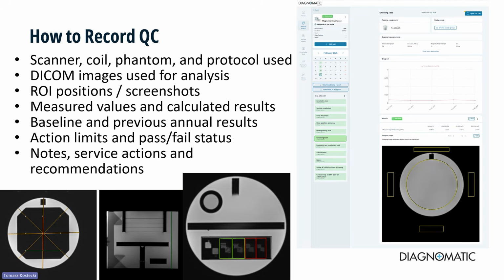The last part is the software. The quality control is about recording the result. This is not only about writing down a number. For testing purposes, we should keep the images, measurements, ROI placement, scanner information, coil information, phantom information, and final results together. A good quality control record should answer 3 questions. What was measured? How it was measured, and how it compares with the previous results.